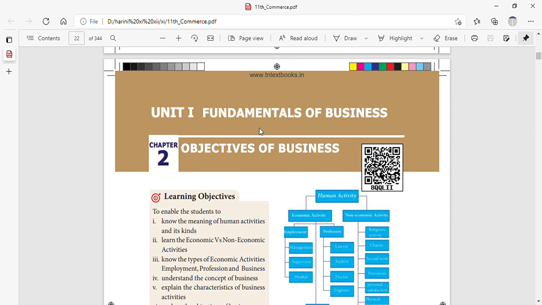So the title is entitled as Objectives of Business. So what is objective? So objective is nothing but why that business is for. எதனால அந்த business இருக்கு, அந்த business என்ன செய்ய போகுது. So that is the objective of that business.